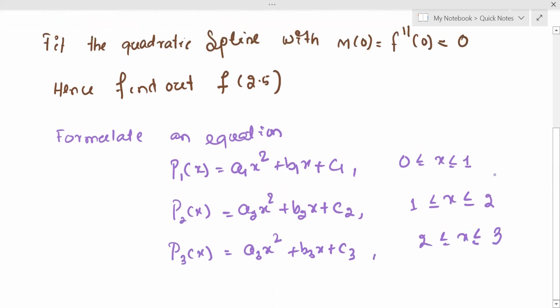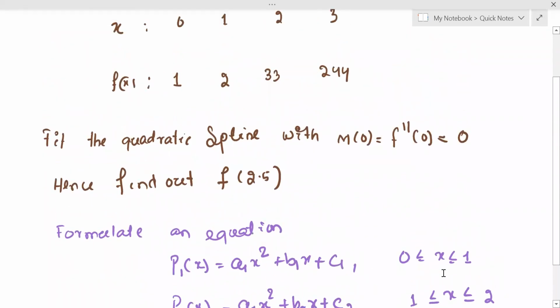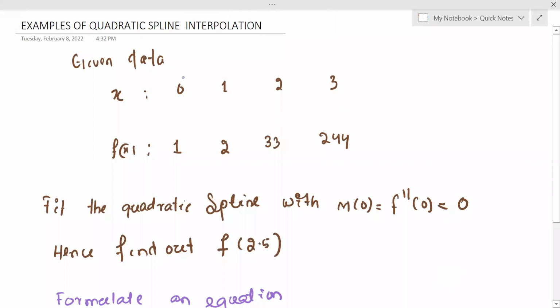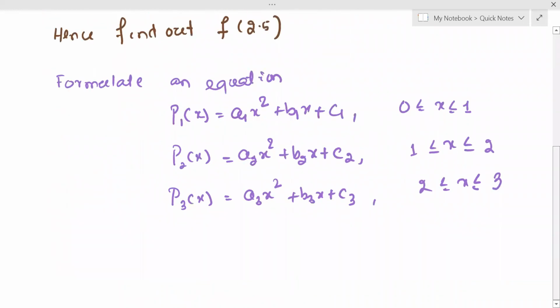So 2.5 lies in this interval. F2.5 need to calculate here, so you have to calculate in 2 to 3. This is one interval, second interval, and third interval. Just we formulate an equation of spline interpolation.